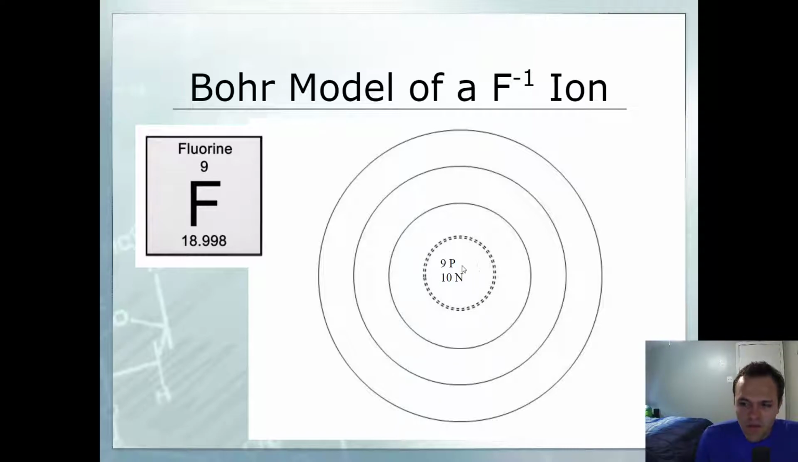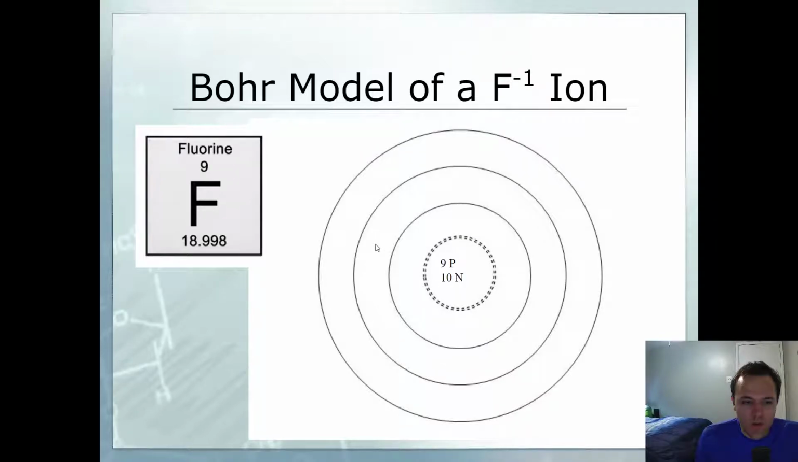So here, in the nucleus of a fluorine atom, you would have 9 protons, because that's its atomic number. That never changes, all right? If it says 9 here on the element, that's how many protons you have. And then the neutrons, the atomic mass is closest to 19, so we would say 19 minus 9 gives us 10 neutrons. Okay, so that's our nucleus.